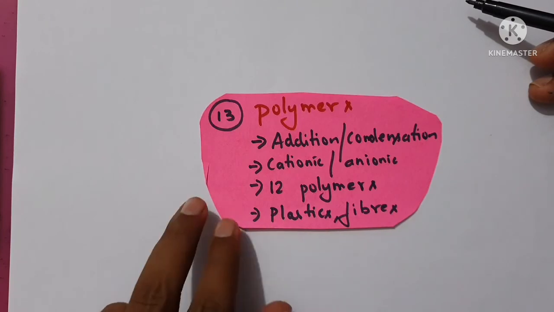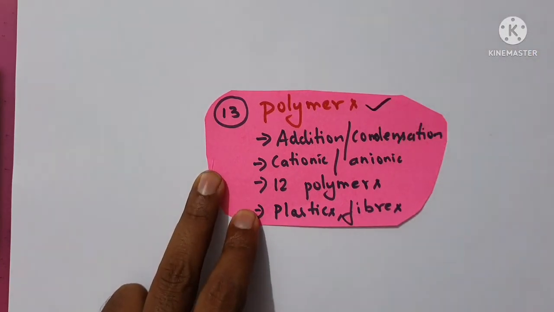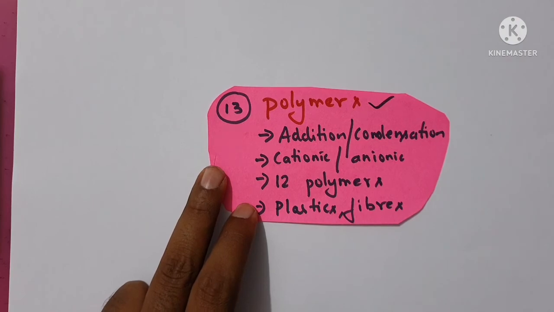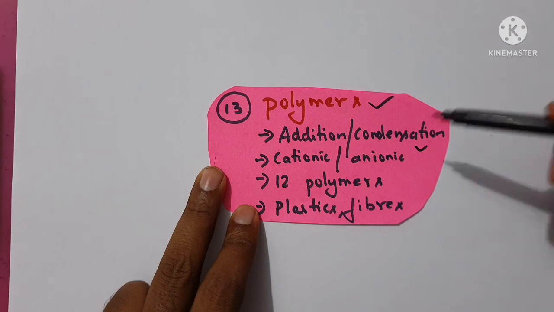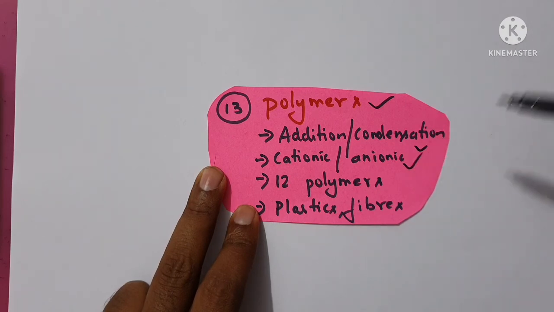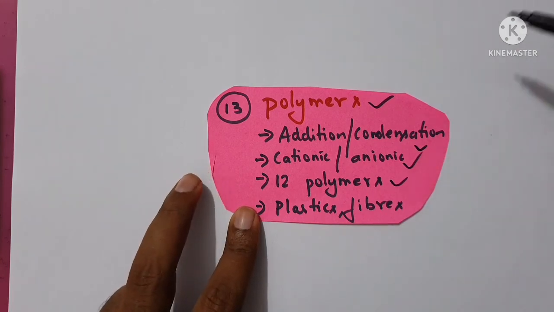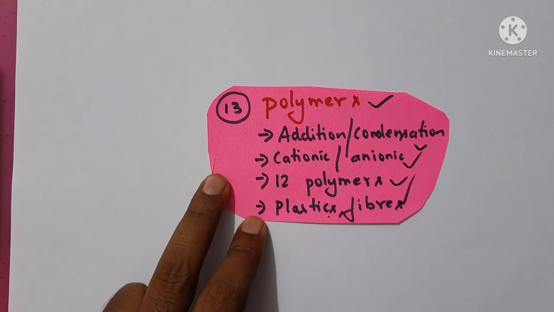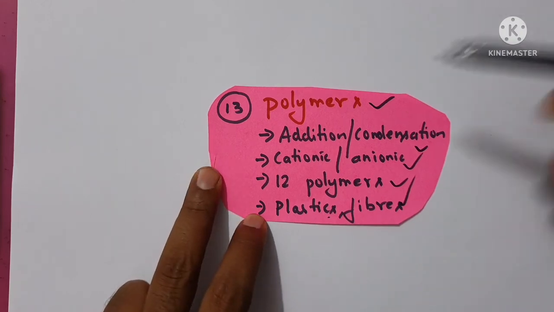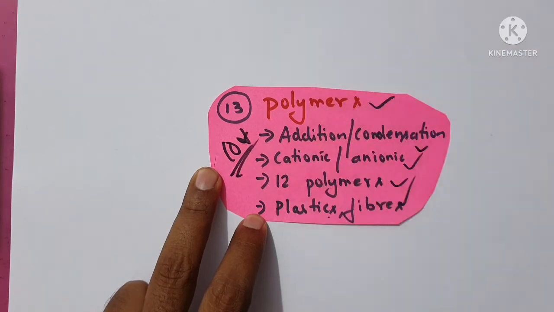Number 13 is a well-known chapter, that is polymers. In polymers, you can mainly concentrate on the concepts of addition and condensation polymerization, cationic and anionic polymerization, and the 12 most important polymers. Definitely I am going to upload about this chapter in my upcoming videos, children. Also know about thermoplastics and thermosetting plastics, fibers, elastomers and many more. You can expect a 100% question from this one.